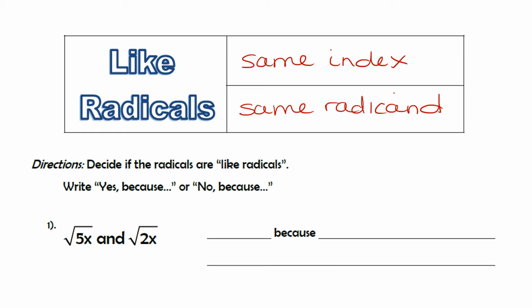So if you take a look at this, 5 root x and 2 root x. Okay, so let's check. Does it have the same index? Yes, they both have an index of 2. Do they both have the same radicand? No, they do not. The radicands are different.